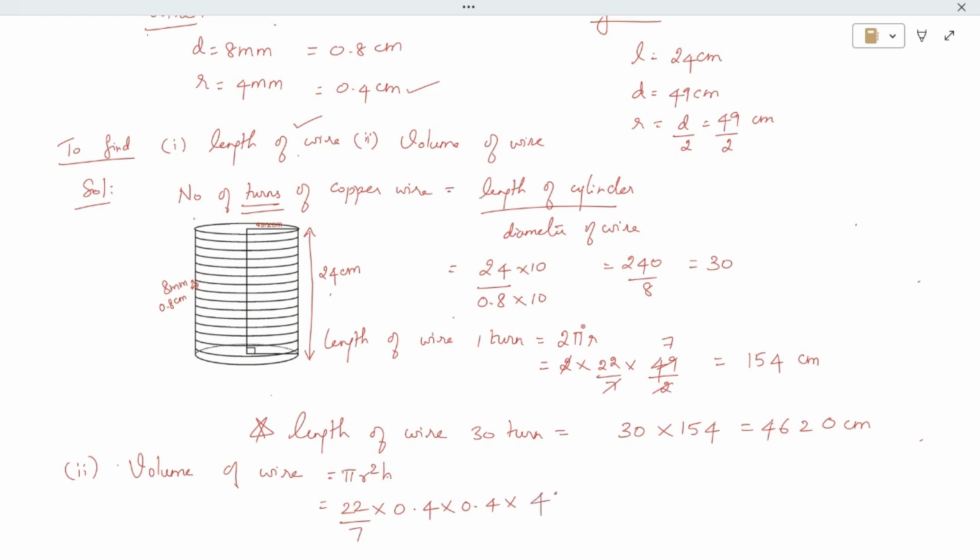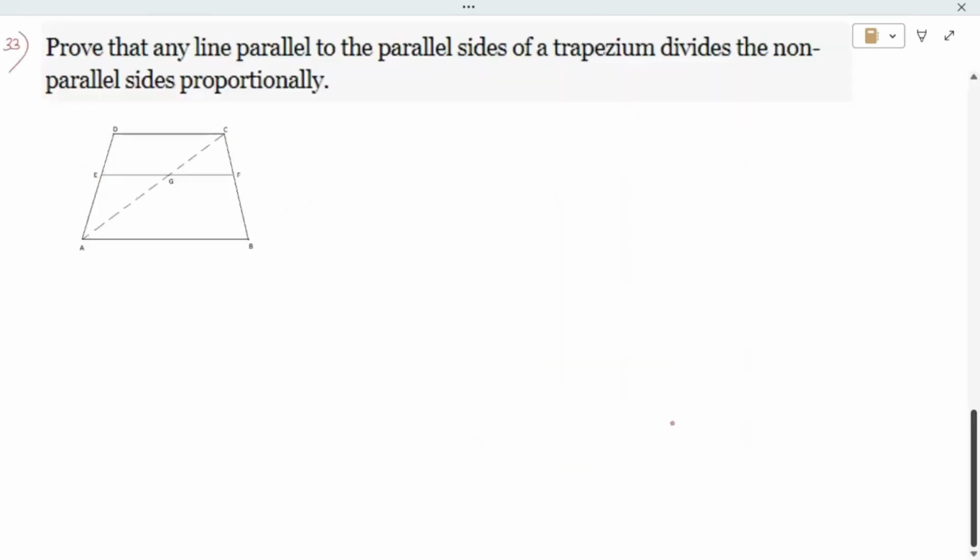That is 4620. Now I can cancel 7 and 4620. So 7 6s are 42. Again the carryover will be 4, so it becomes 42. Again 7 6s are 42, so it becomes 660. Okay. If you multiply all this and if you place the right decimal point, you will get 2323.2 centimeter cube.